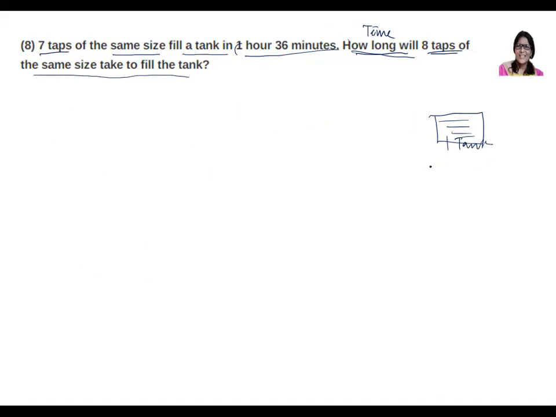So here number of taps and time, and the work is constant, that is one tank for both the cases. So number of taps and time are inverse proportion. More number of taps will be opened, less time it will take. So let 8 taps fill in x hours.